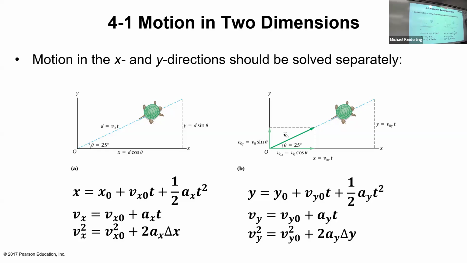And then the same thing for y. Y equals y naught plus vy naught t plus 1/2 acceleration in the y direction t squared. Vy equals vy naught plus acceleration y t, and vy squared equals vy naught squared plus 2 times acceleration y times delta y. Okay?